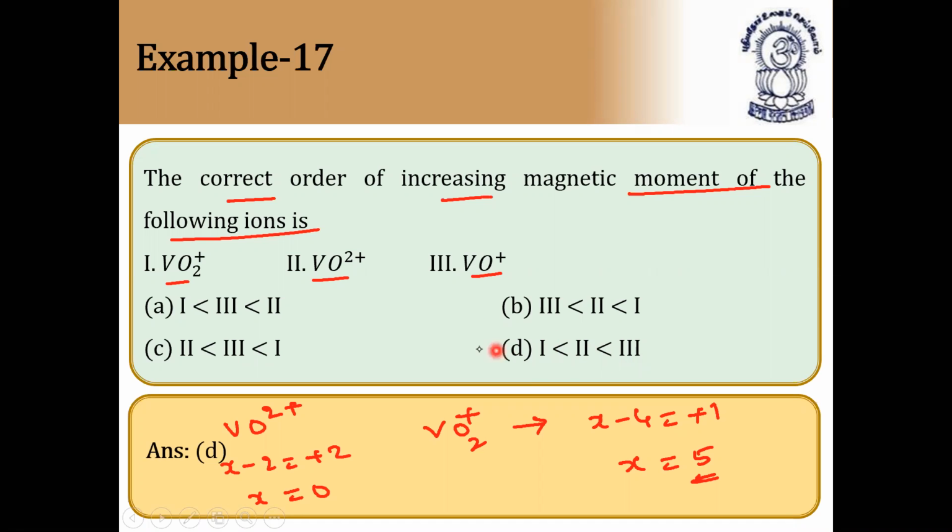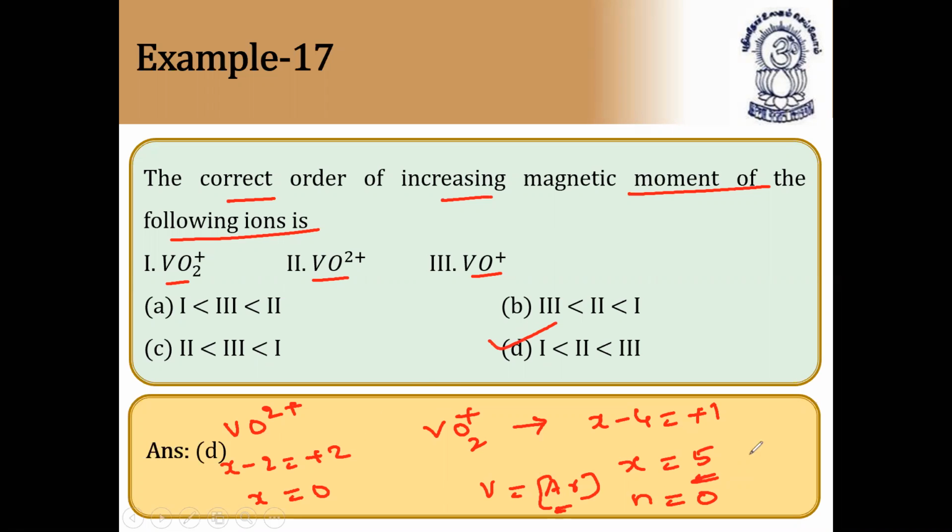So 1 is less than 2 is less than 3, because in 1 it is X is equal to 5. So if X is equal to 5, I'll show you now. Here in the oxidation state of vanadium in VO2 plus, X is equal to 5 means 5 electrons of vanadium are removed. So vanadium atomic number is 23. If you remove 5 electrons, it becomes argon, no unpaired electrons. So in this case, n is equal to 0. Like that, you have to find n values for each and every case of VO2 plus and VO plus.